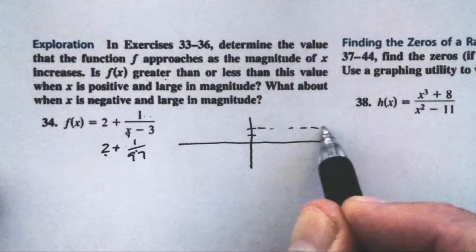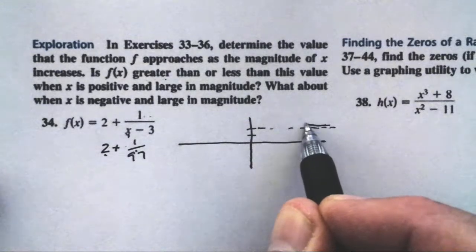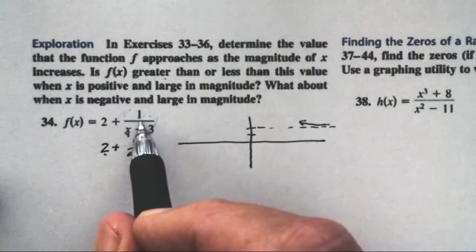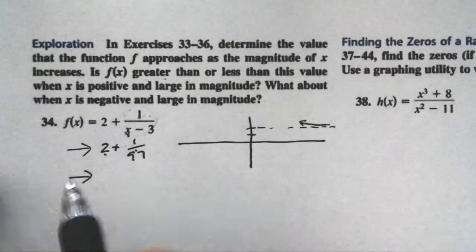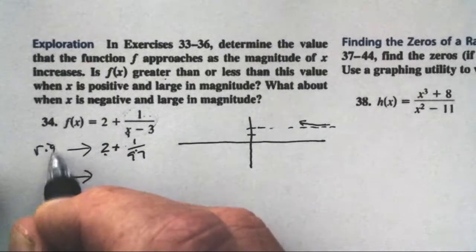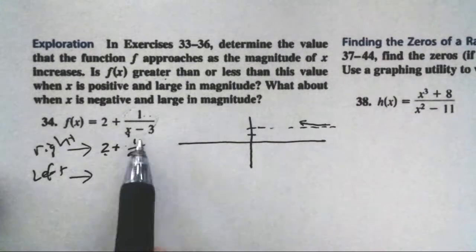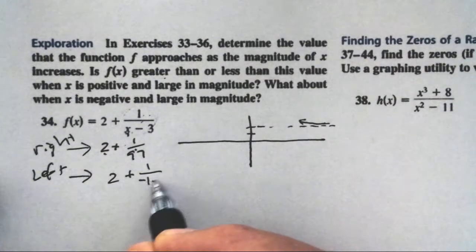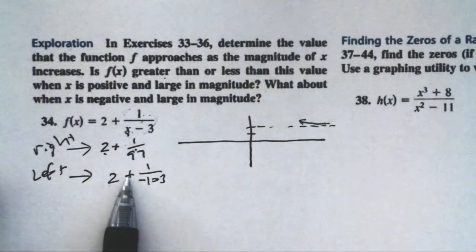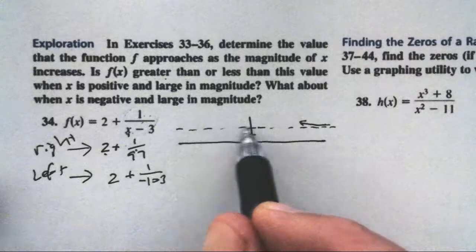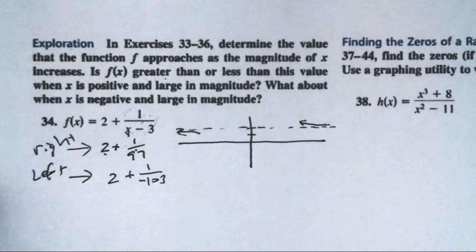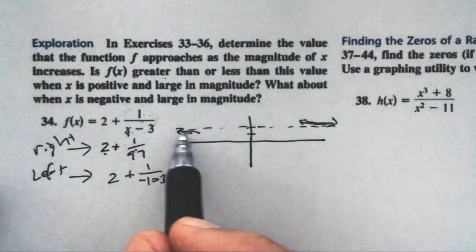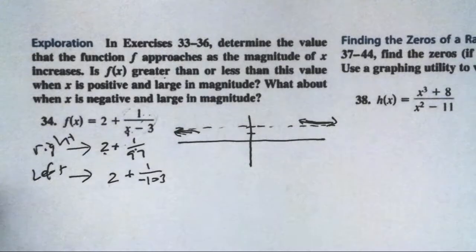The graph wants to, as I put big positive values, get closer and closer to 2, because this part gets closer and closer to 0. As I put in a big negative, so this would be to the right, this would be as we go to the left. I put in a big negative like negative 100, I get 2 plus 1 over negative 103. This is 2 minus just a little bit. So the graph here wants to look like that, a little bit less than 2 as we move out. Gets closer and closer to 2, but one from above, one from below.